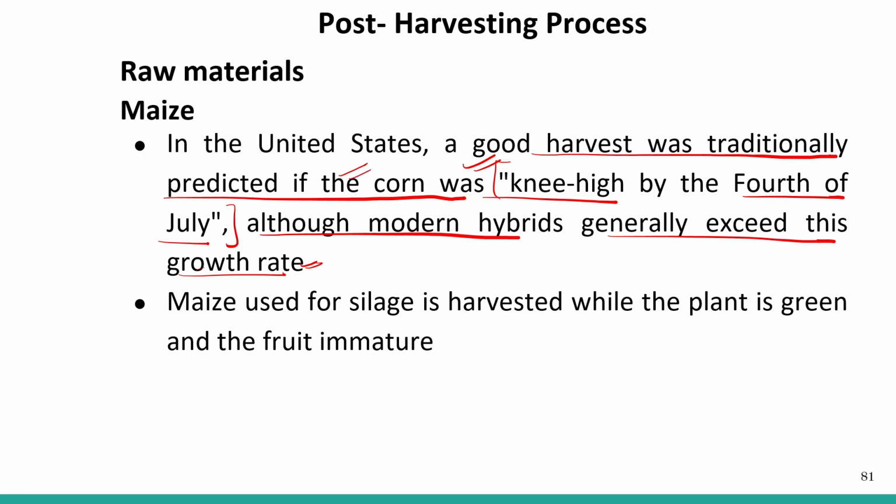crop this time. Maize used for silage is harvested while the plant is green and the fruit is immature. Silage means for storage. We can harvest the plant when it is green, and at that particular time the fruit is quite immature also.